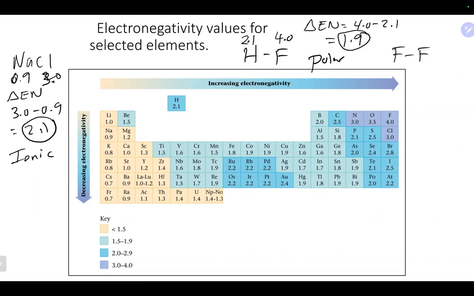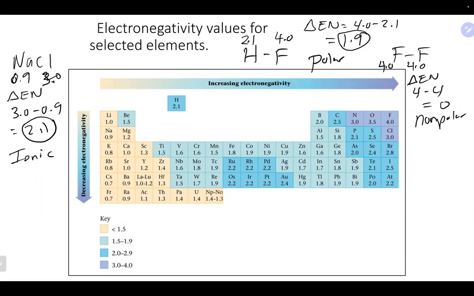If we did fluorine and fluorine, that would be 4 and 4, which means our difference in electronegativity, 4 minus 4, is 0. A difference in electronegativity of 0 is a nonpolar bond, equal sharing of electrons. So we could use electronegativity values to help us decide how the electrons will be shared. They'll be shared equally or unequally.